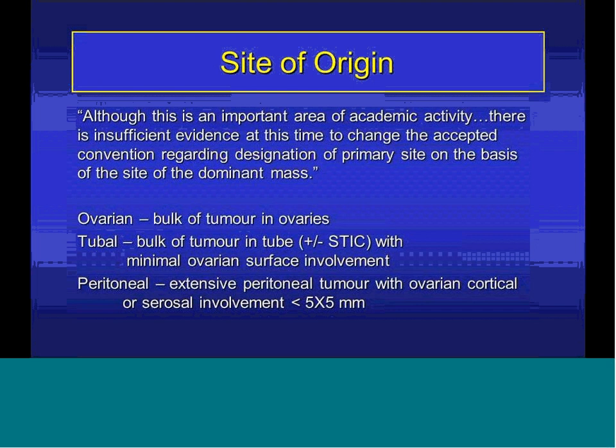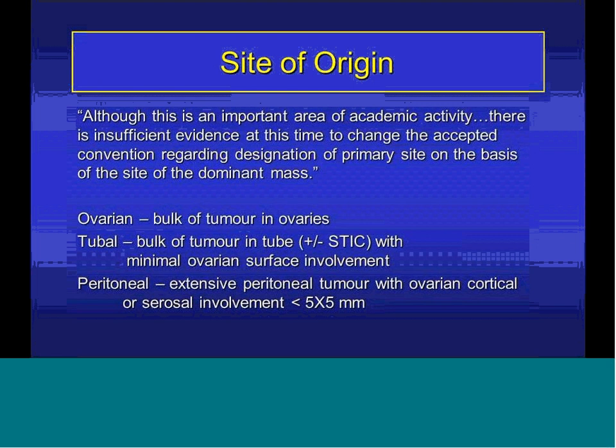I think the important thing to keep in mind is considering the site of origin. And this is a quote from the checklist paper that says that although this is an important area of academic activity, there really isn't enough evidence right now to change the way that we decide what the primary site of most serous tumors is. In fact, it still goes back to the bulk of the tumor right now. This may certainly change in the next few years, but for right now, the same rules apply. When you're choosing which checklist to use, you go by where the bulk of the tumor is.